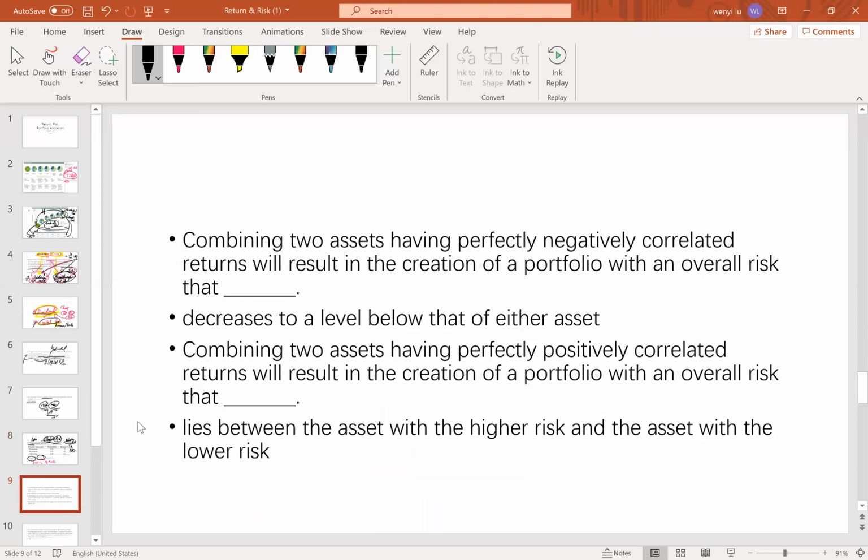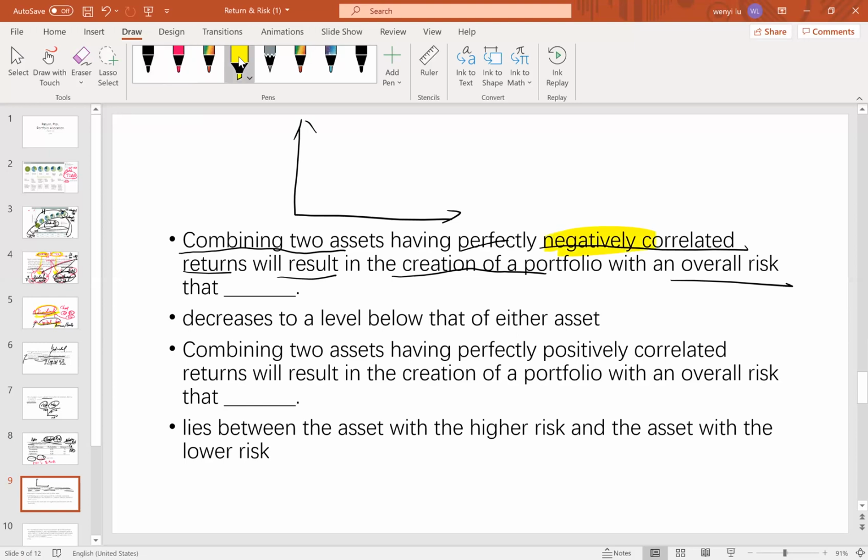Okay, so let's go to the next question. Combining two assets having perfectly negatively correlated returns will result in the creation of a portfolio with what risk? So if the two assets are perfectly negatively correlated, it means the two assets will show this trend. For example, this is A's return and this is B stock's return. They will show the trend in this one.